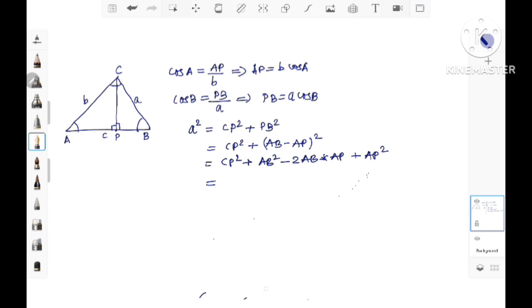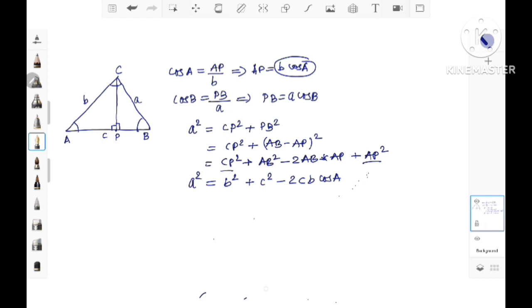Now, in right angled triangle APC, this is CP square plus AP square. This together can be written as b square. Now, what are the terms left? AB square. AB is c, as we know, the value of AB is c, minus 2 into AB is c, and AP is b cos A, b cos A, and this left hand side is a square.